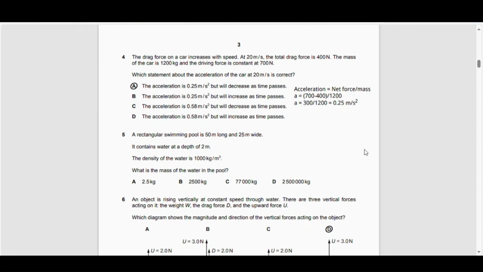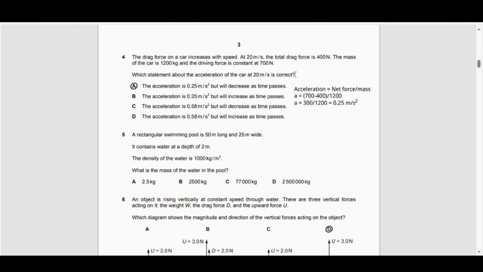So let's first calculate the acceleration of the car. Essentially force would be mass multiplied by acceleration. We know that the net force on the car would be the constant driving force of 700 newtons minus the drag force at 20 meters per second of 400 newtons. That's going to be a net 300 newton force. And that's equal to the mass multiplied by the acceleration. We know the mass. If we divide the force by the mass, i.e. we make the acceleration the subject of the formula, we get a value of 0.25 meters per second squared. So clearly C and D are incorrect. And that leaves us essentially with A or B. We've said that the drag of the car increases with its speed.